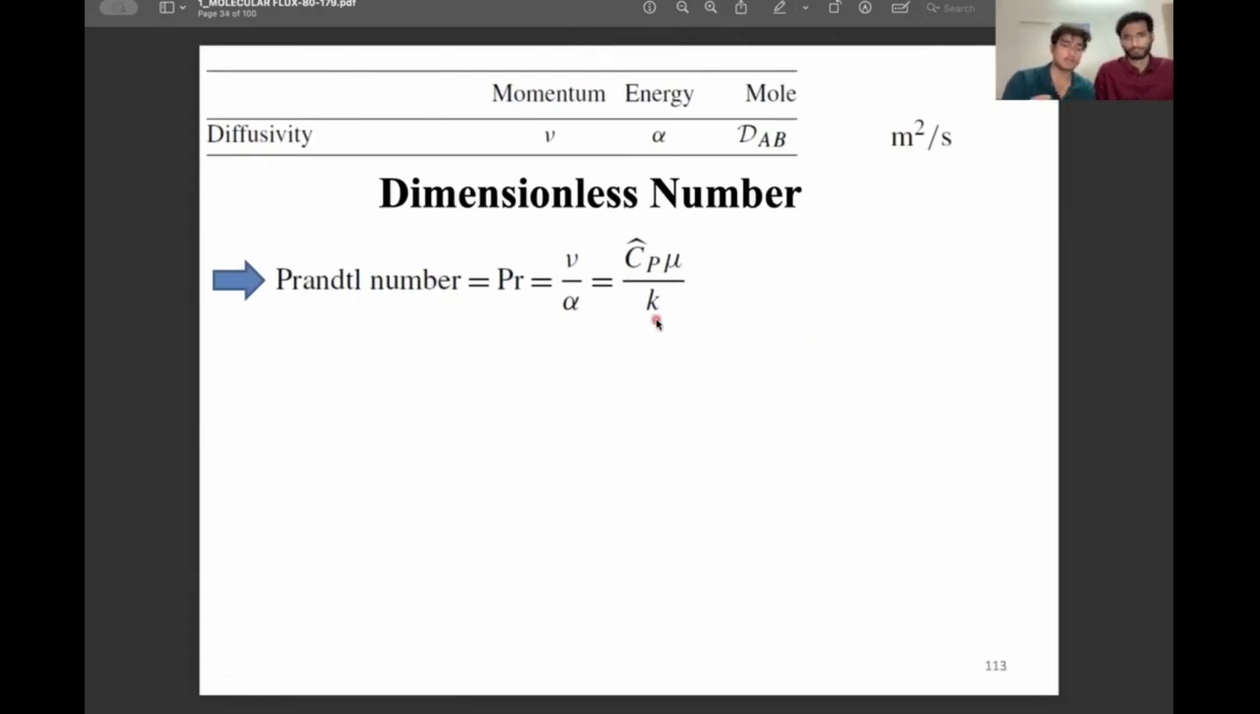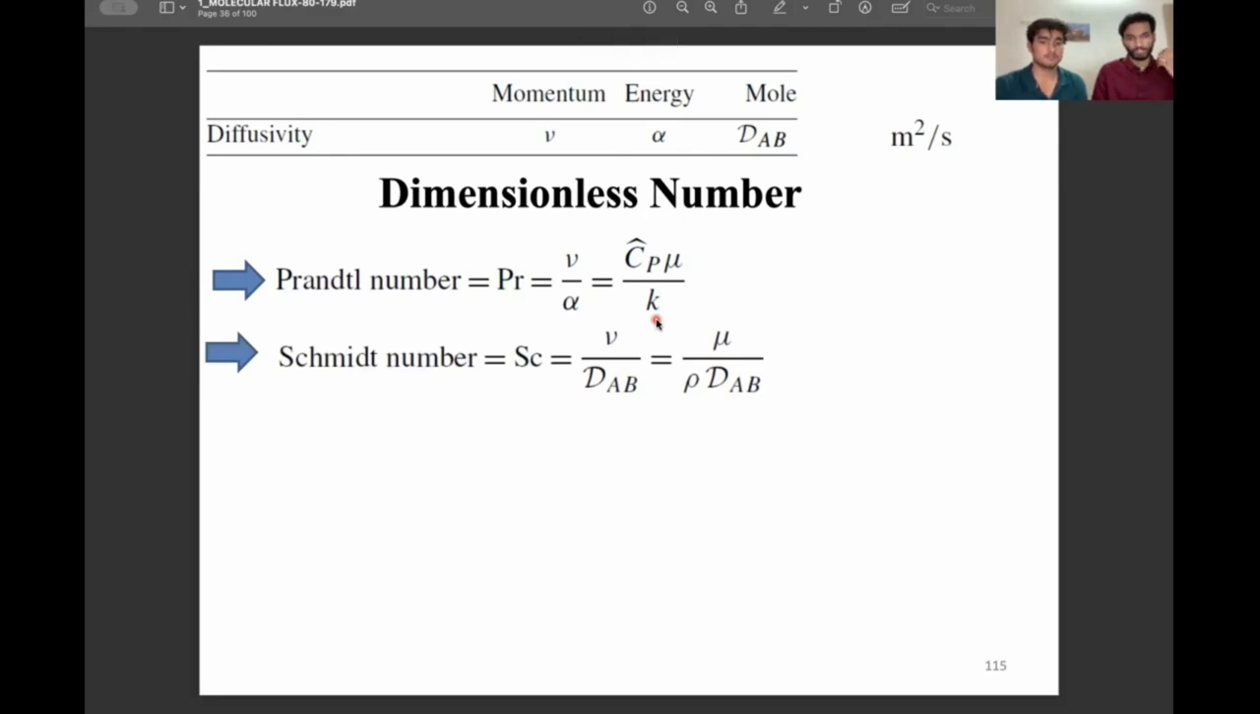Now let's move on to the next diffusivity. Which diffusivities do you think we can take the ratio of? We will take the ratio of momentum to molar diffusivity, which we call the Schmidt number. When we elaborate nu and DAB, we get the formula mu by rho DAB, which is the Schmidt number. This shows the dominance of molar diffusivity relative to the momentum diffusivity.